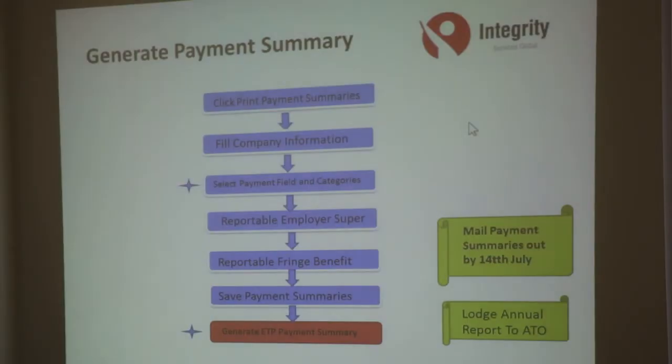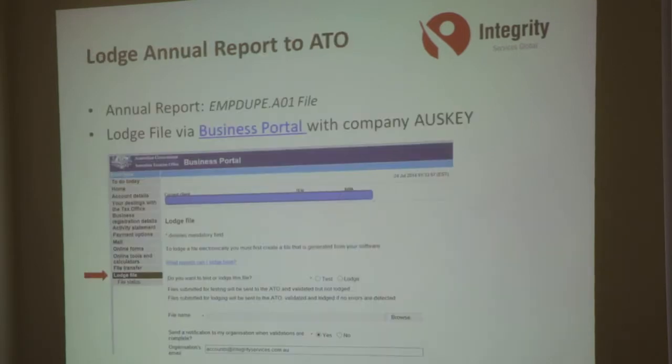So the next step, after we generate the payment summaries, we mail the payment summary out. The next step is to give the information to ATO. So we launch the annual report. The annual report is a file we saved, the very long one. The file's name is this one.